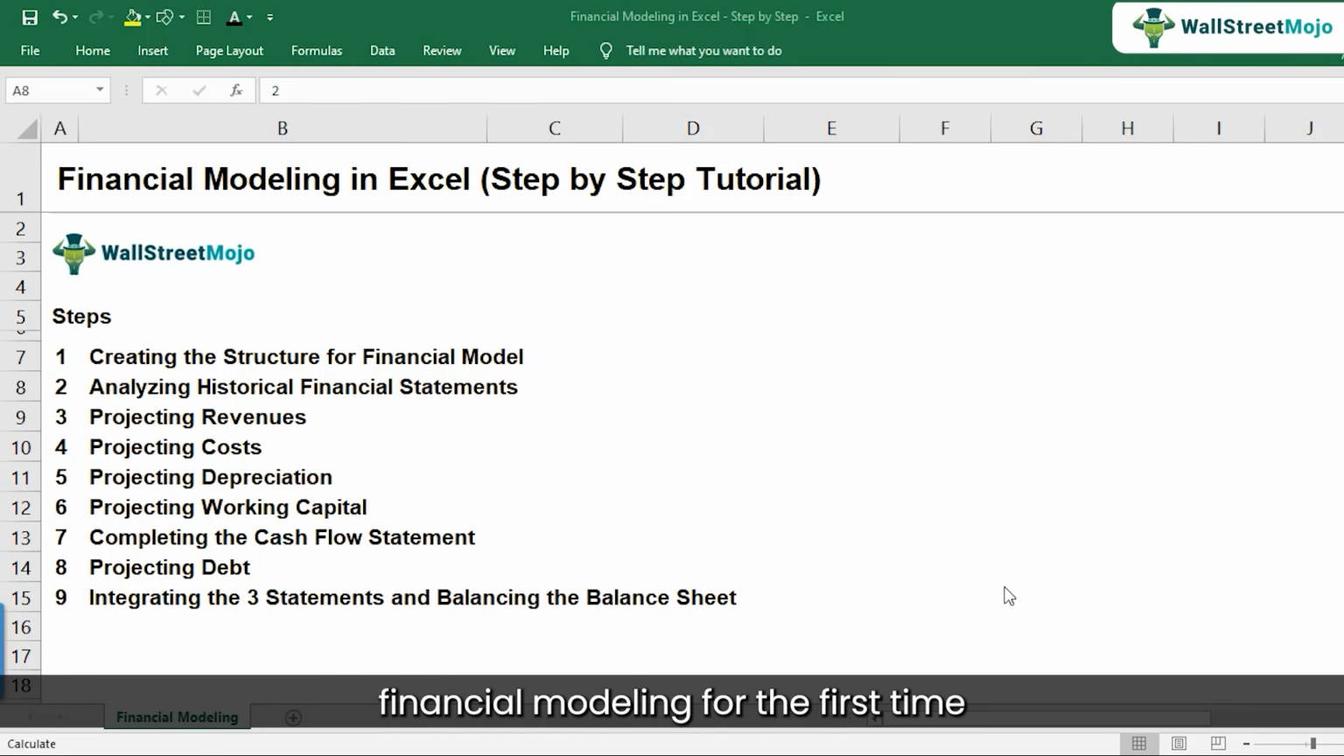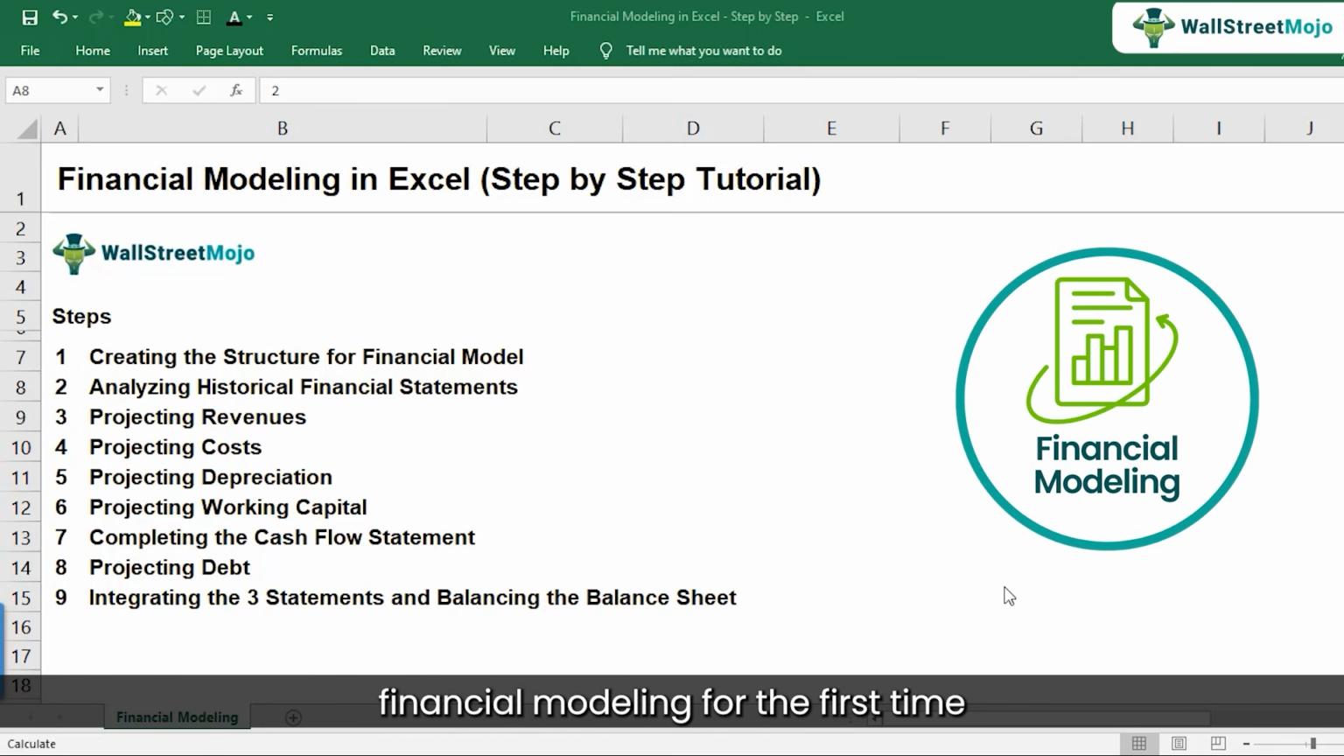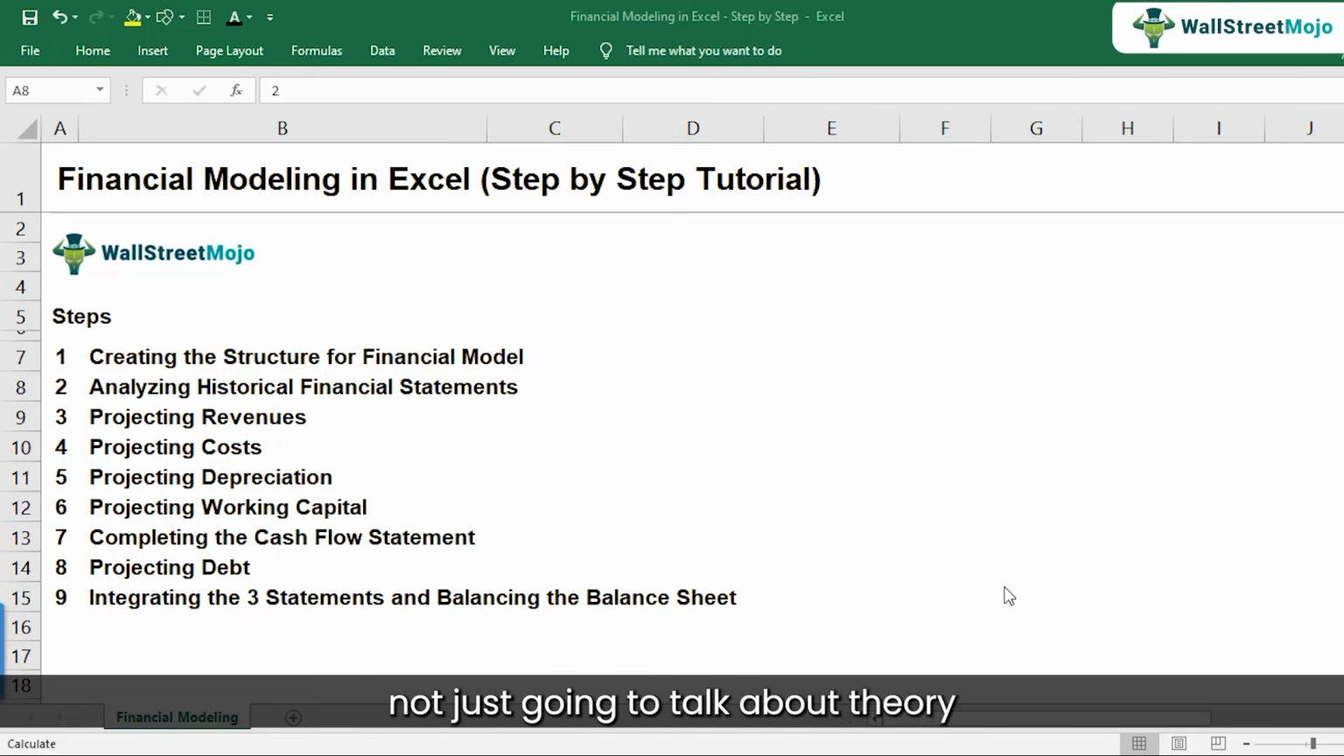So if you're learning financial modeling for the first time and you would like to figure out how it exactly works, this is the right place. In this session, we're not just going to talk about theory, we are going to take this whole financial modeling session in an Excel template that I have prepared for you. By the end of this tutorial, you'll have hands-on experience on how to build this model completely in a fully integrated way, right?